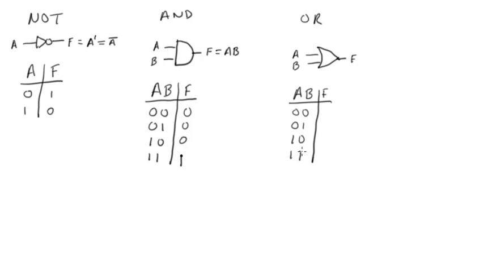And in the OR gate, the output is true if either the A or the B input is true, or if they're both true. So that happens here, here, and here. And the only place that the OR gate is not true is if the A is not true and the B is not true, which happens here. The equation for the OR gate is A or B. So we use the plus sign to indicate an OR function.